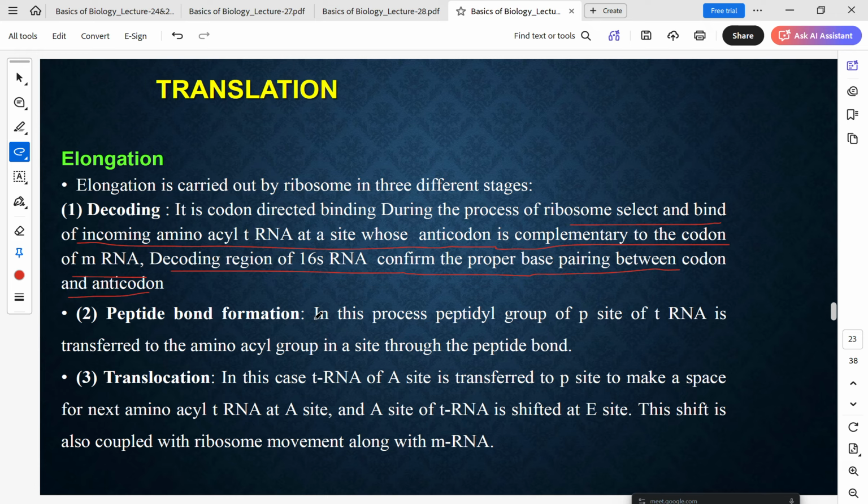Next, the peptidyl group of the tRNA in the P site is transferred to the amino acid group in the A site through the peptide bond. Next, the tRNA in the A site is transferred to the P site to make space for the next amino acid tRNA at the A site. And the one present in the P site is shifted to the E site. This is also coupled with ribosome movement along the mRNA. It will be happening in the antiparallel direction.